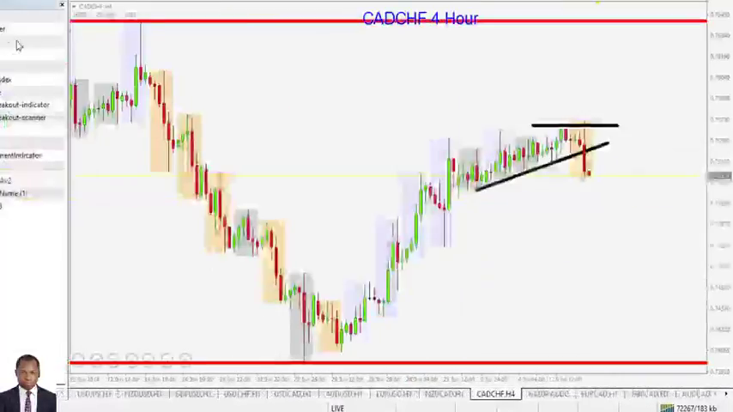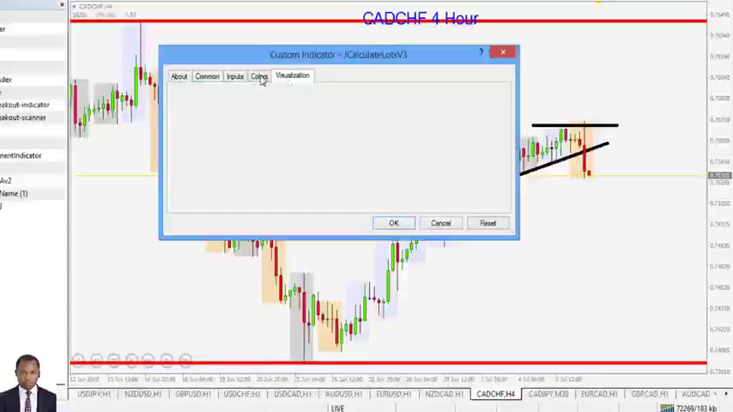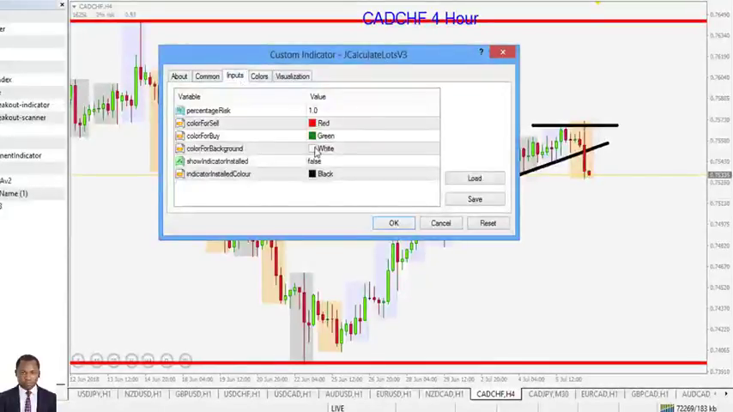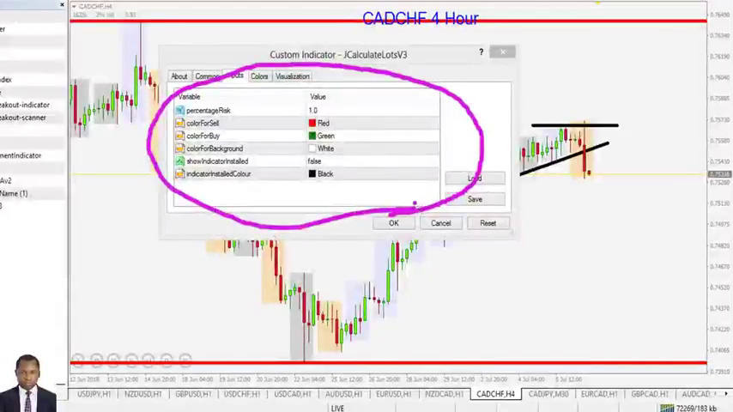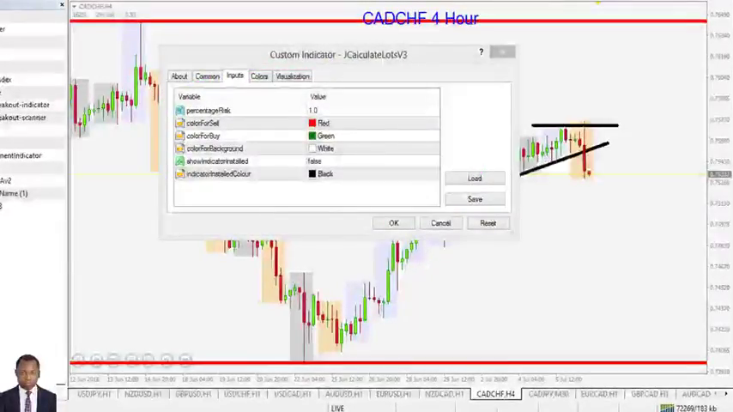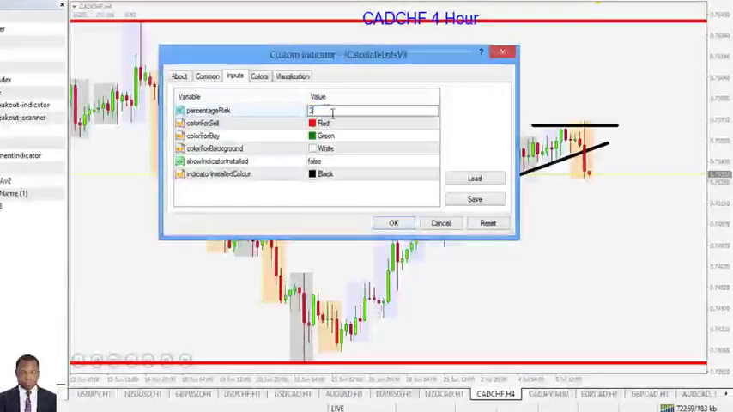Let me use my lot size calculator. This is the lot size calculator in case you are new to this. Before you take any trade, you always want to calculate the appropriate lot size for that trade. You always want to calculate the risk. You don't just want to click on any lot size. So here I am going to risk 3% on this trade. That's my risk value. So I'm risking 3% of my account. If my stop loss is hit, I am not going to lose more than 3% of my account.